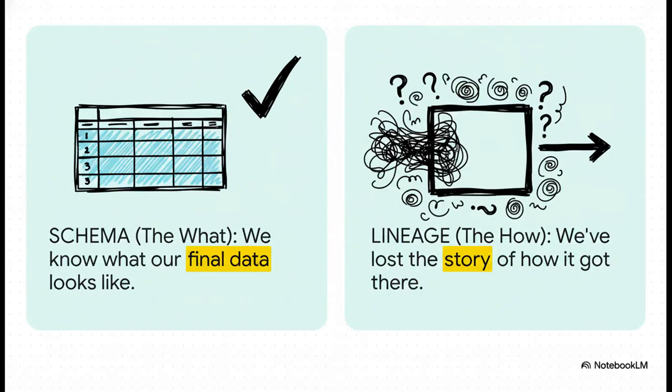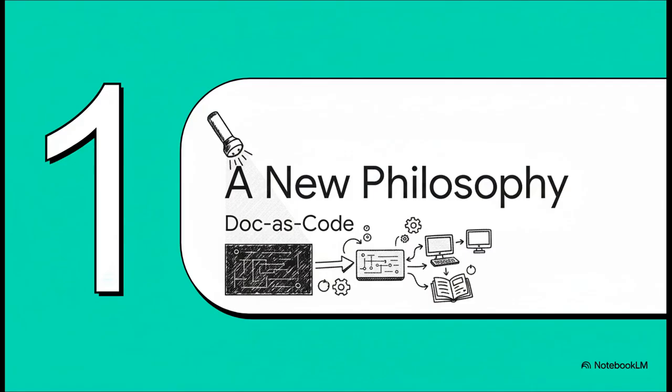You see, in the modern data world, we're fantastic with the what. That's the schema, the final structure of our tables. We know all the columns, we know the data types, no problem. But the how, the why, the lineage, which is the story of how that data actually got there, well, that's often a complete black box. So, how do we shine a light into that black box? Well, it all starts with a completely new philosophy, a new way of thinking, treating your documentation as code.